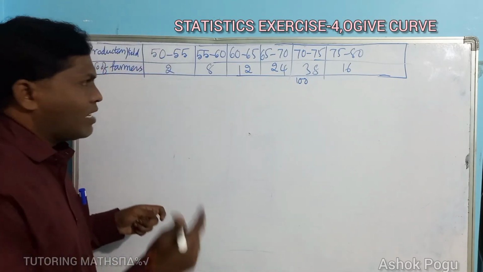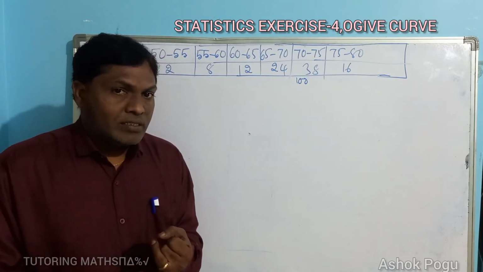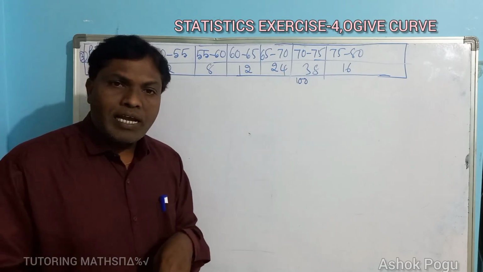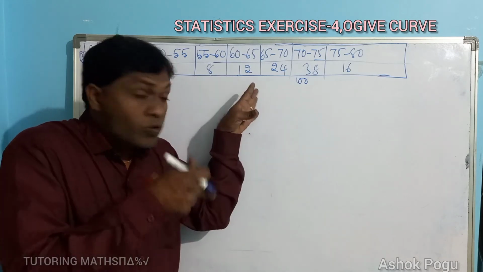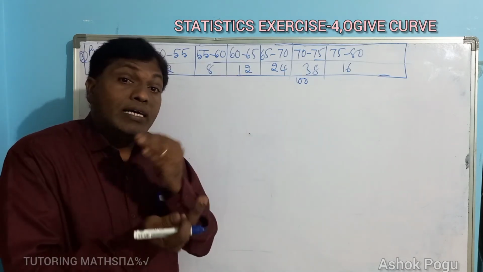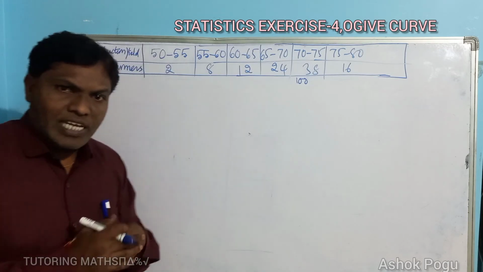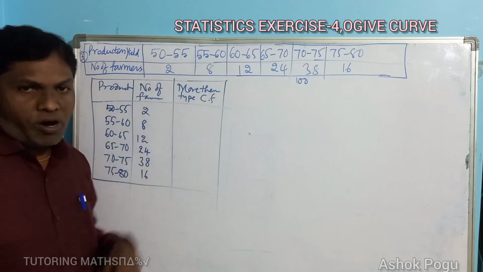So let us see. As you know, to draw Ogive curve we require the limits. First of all, take the two rows as two columns, and then find cumulative frequency. But which type of cumulative frequency in this question number 3? More than type, that is greater than cumulative frequency. How to find? Let us see. This is the data about 100 farmers.